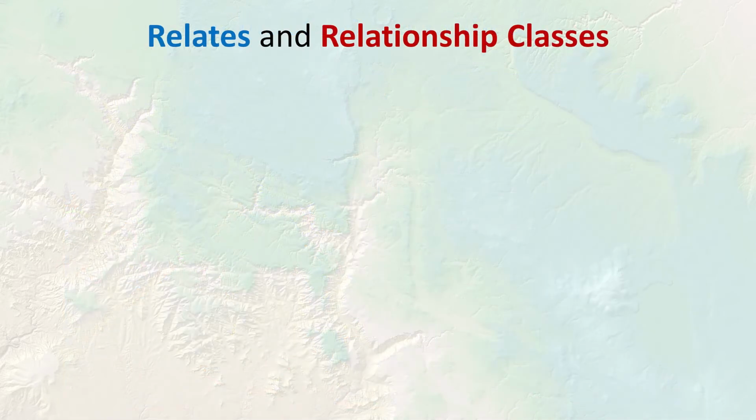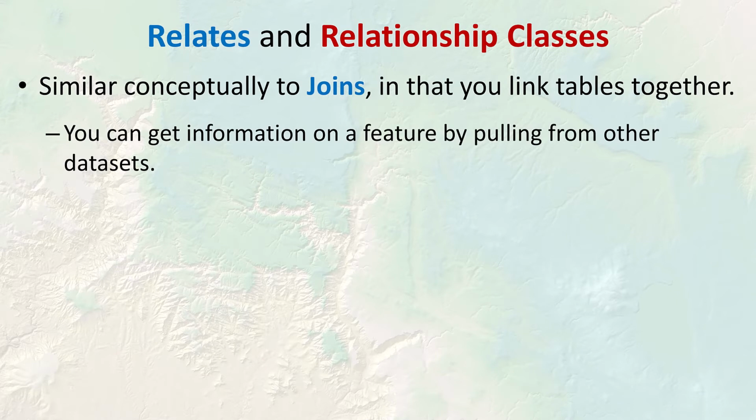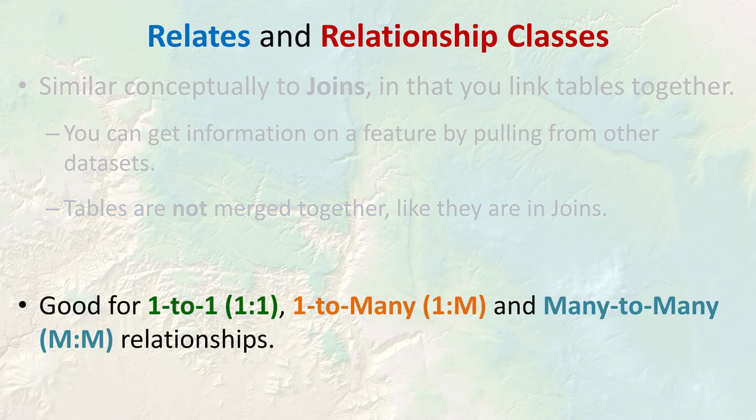Okay, next up, relates and relationship classes, which are similar to joins in that you link tables together. It allows you to get information on a feature by pulling data from different tables. However, they are different than joins in that the linked tables are not merged together. If you open a table that participates in a relate or a relationship class, it will still look the same as it would if it were not participating. That's different from joins. Remember, you join two tables together, you open it up, it looks like a single table. Now, relates and relationship classes are good for one-to-one and one-to-many and many-to-one and many-to-many relationships. Remember, joins are really only good for many-to-one and one-to-one, so these have a little more flexibility.